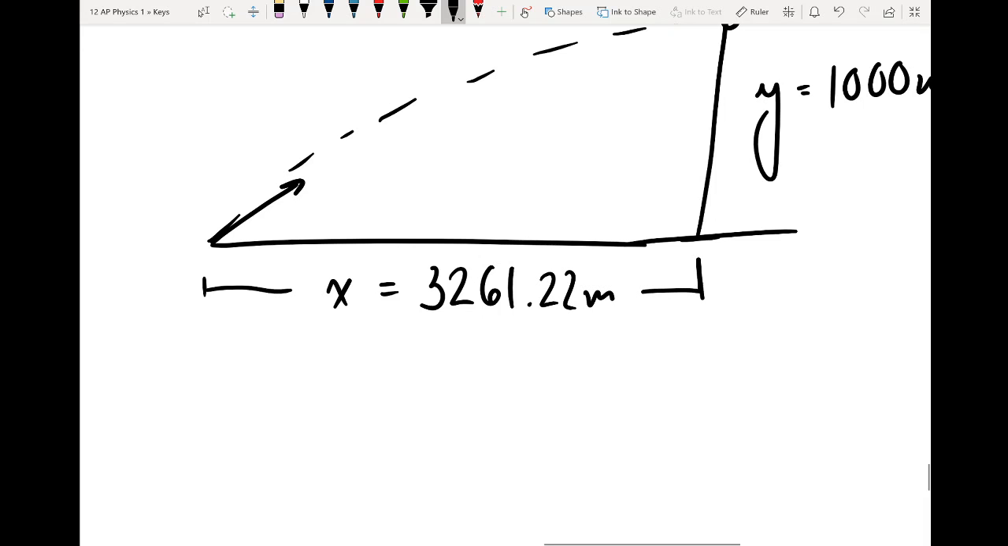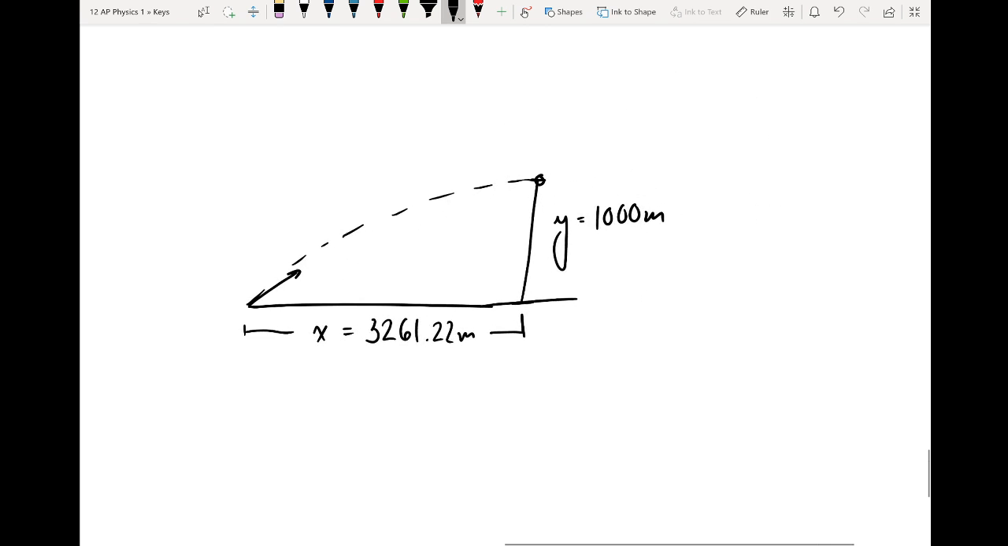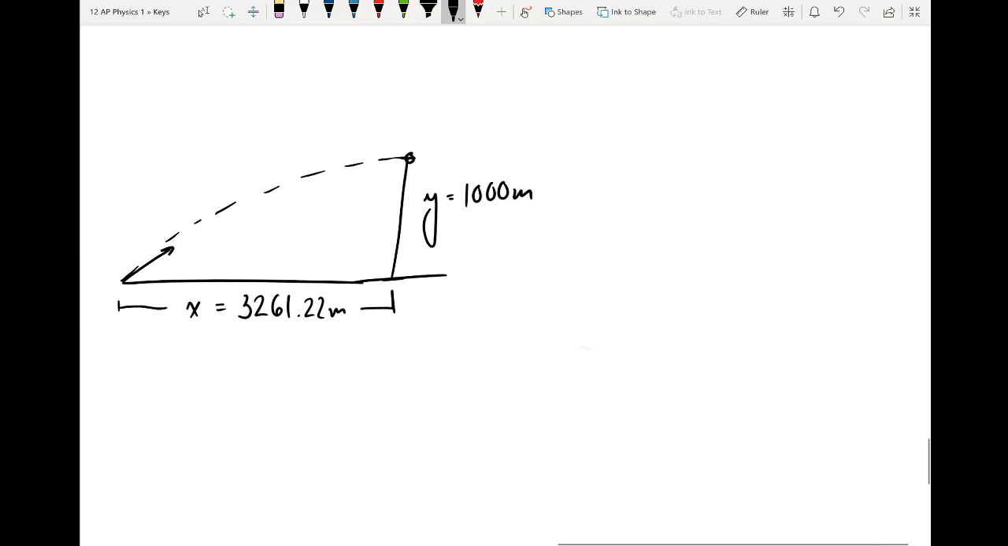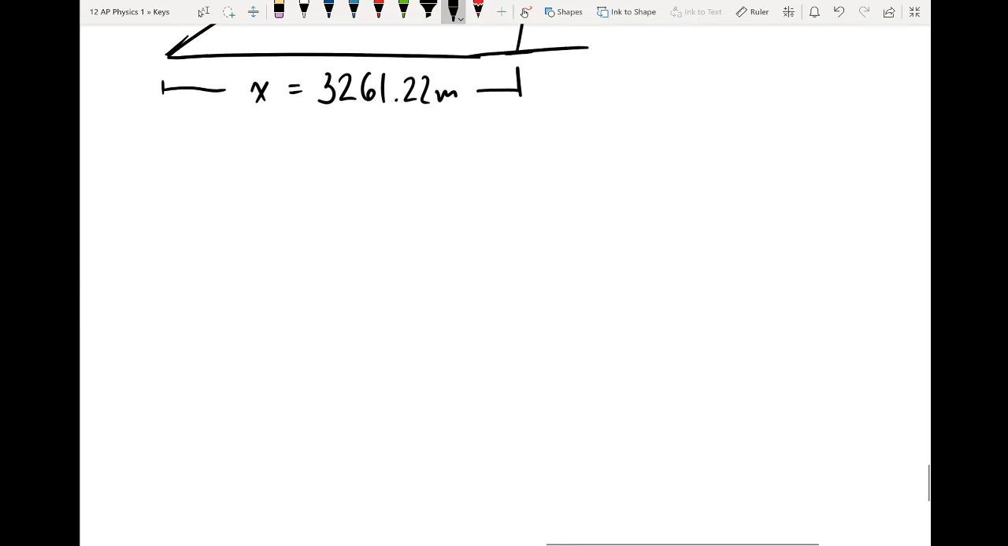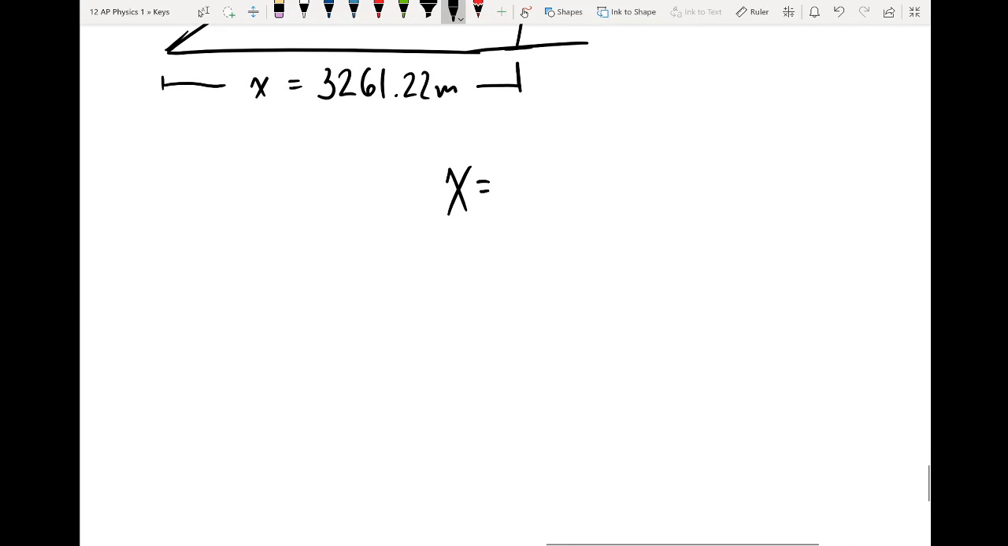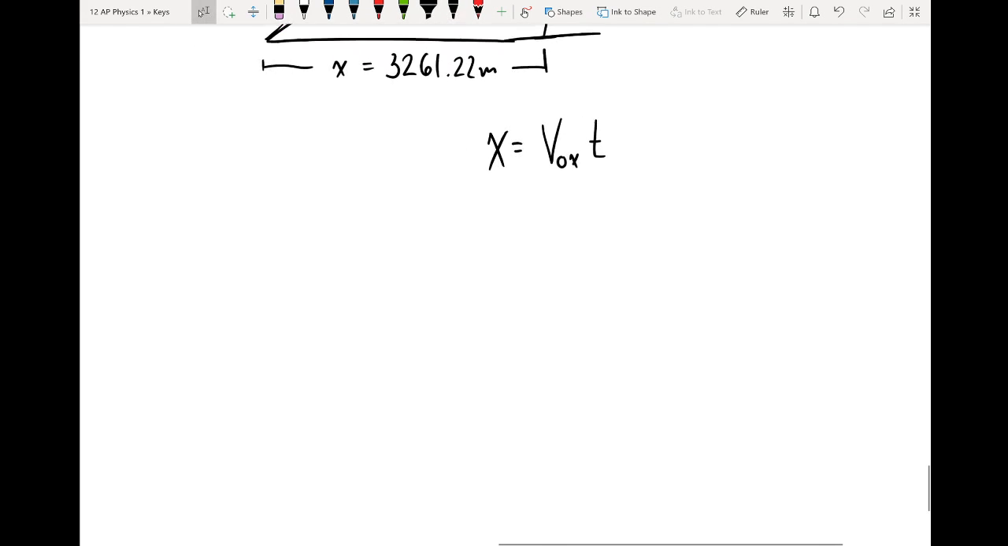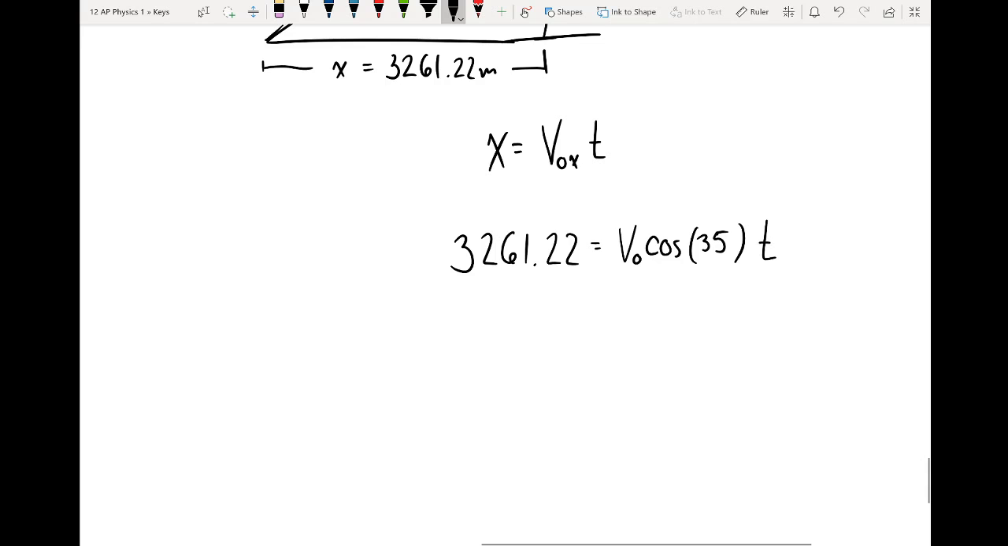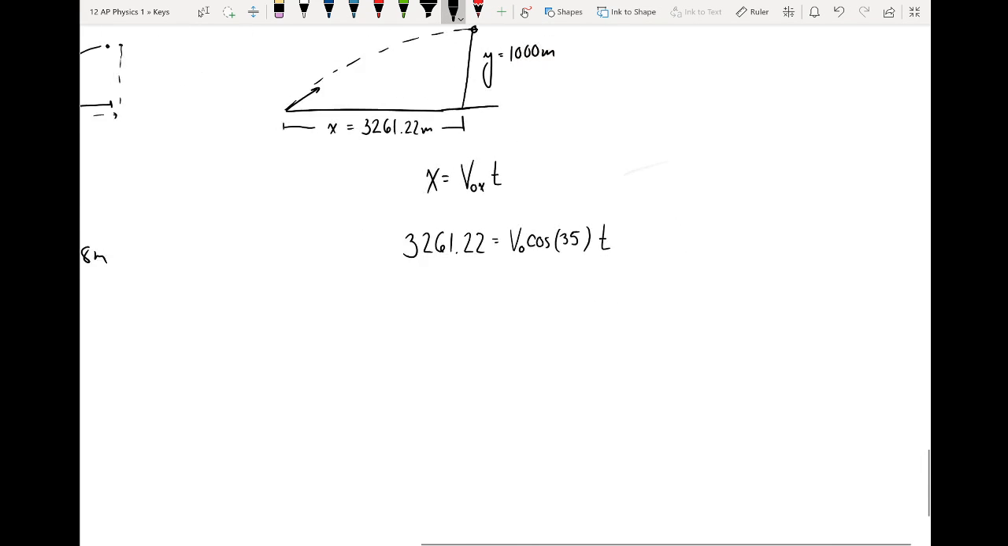All right, so now what we have to do is just kind of work backwards. So we're going to set up the x equation first because it's a little bit easier. We ended up with that x equation, x equals v naught x times t. In this case, we want to figure out initial velocity. So we can say 3261.22 equals v naught cosine of 35 times t. So we don't know v naught, we don't know time, but that's okay.